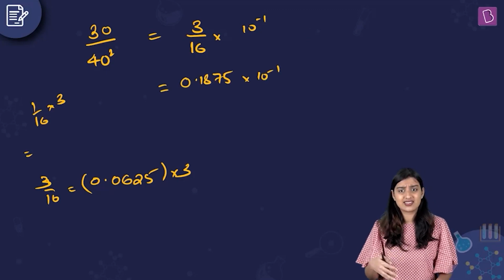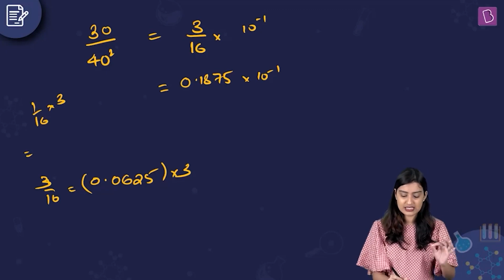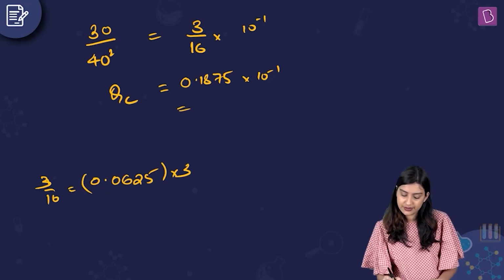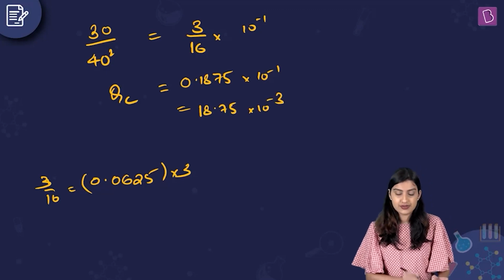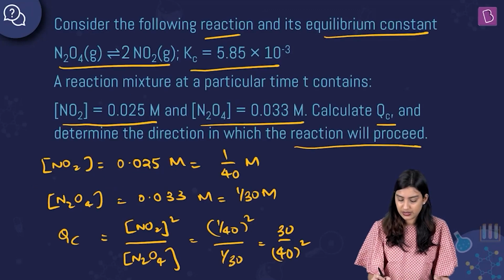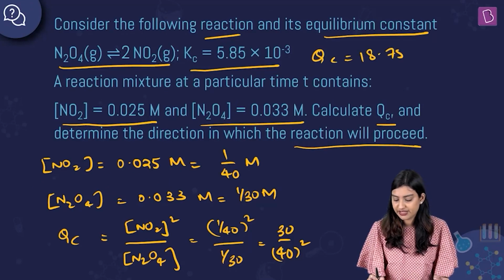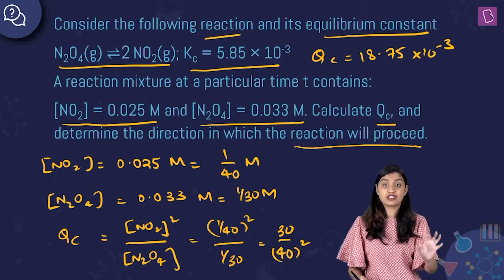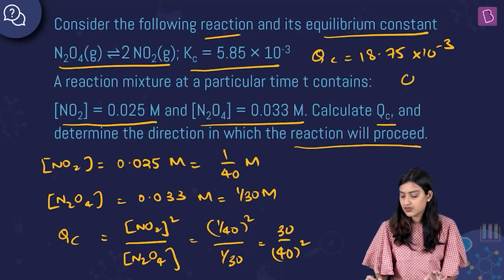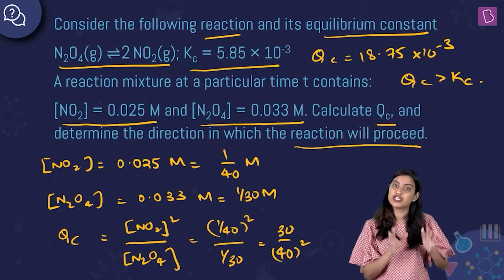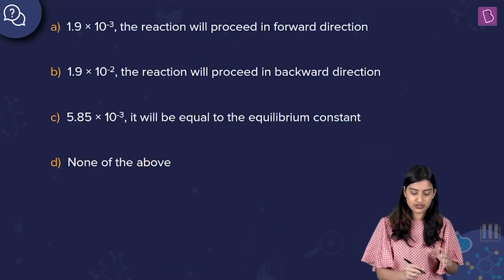Correct. Now let's write this in terms of 10 to the power of minus 3 because our original Kc is given to us as such. So when you do that, you will get 18.75 into 10 to the power of minus 3. Yes, this is what you get. Okay, cool. So you have Qc equal to 18.75 into 10 to the power of minus 3. Kc is given to you as 5.85 into 10 to the power of minus 3, which means Qc is greater than Kc. It means the reaction will have to shift in the backward direction to reach equilibrium, or your setup will have to move in the backward direction to reach equilibrium.